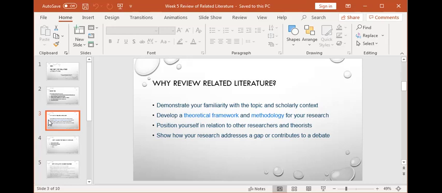And your related literature would show how your research addresses a gap or contributes to a debate. There you see that your study is worth it. Because if there is a gap, then you can study. If there is no gap, why study? Okay?